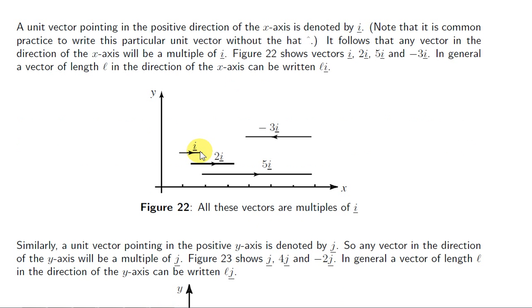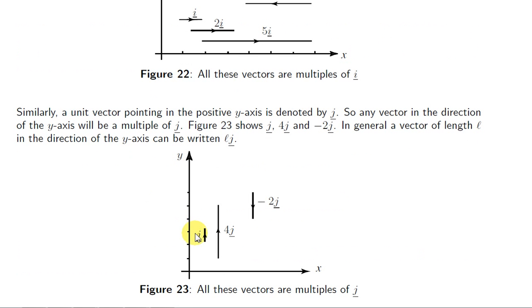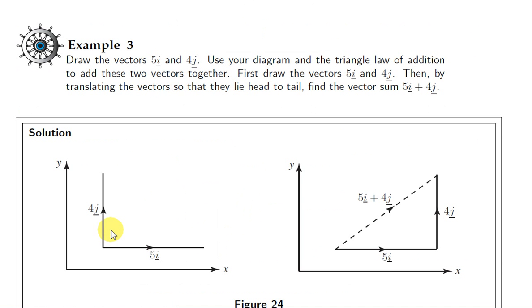So unit vector i will be a building block for any vector in the plane. That's not enough, of course. We need a unit vector in the y direction, and we take a unit vector in the positive y direction. Actually, we call it j. So 4j is pointing in the same direction, but has 4 times the magnitude of j. Minus 2j points in the opposite direction, and its magnitude is 2.